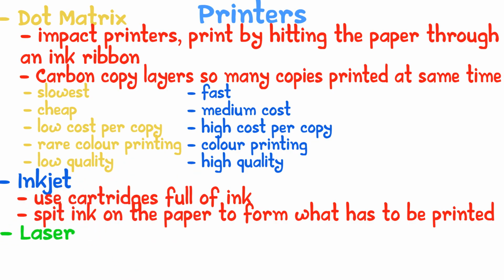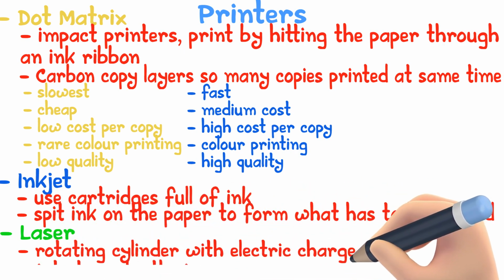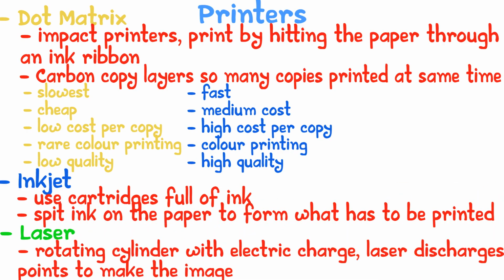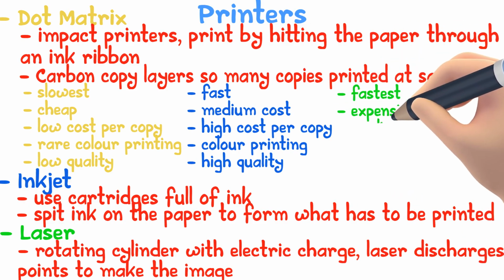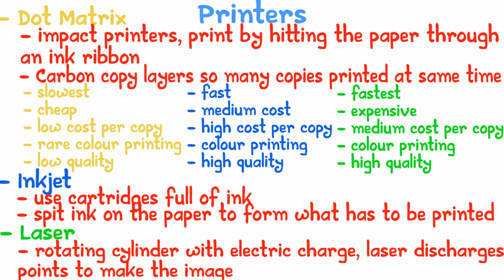Laser printers. Laser printers have a rotating cylinder with an electric charge. Then a laser discharges the points needed so that the toner is attracted to those points and an image is heated onto a paper. It's mainly physics. Some of the features include fastest, expensive, medium cost per copy, color printing available, and highest quality. Laser printers are often used in large businesses if a lot of printing needs to be done.